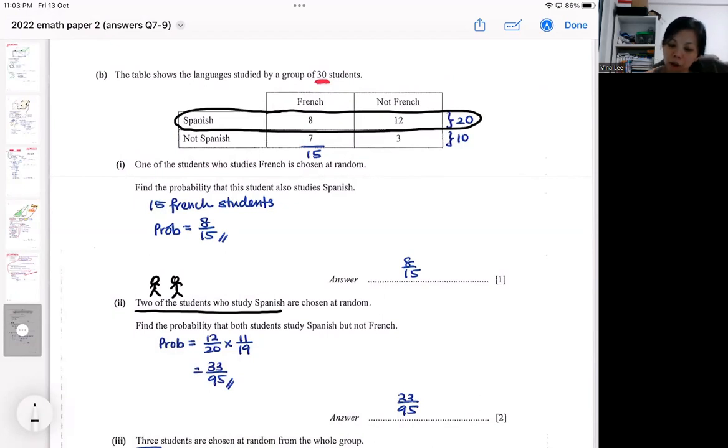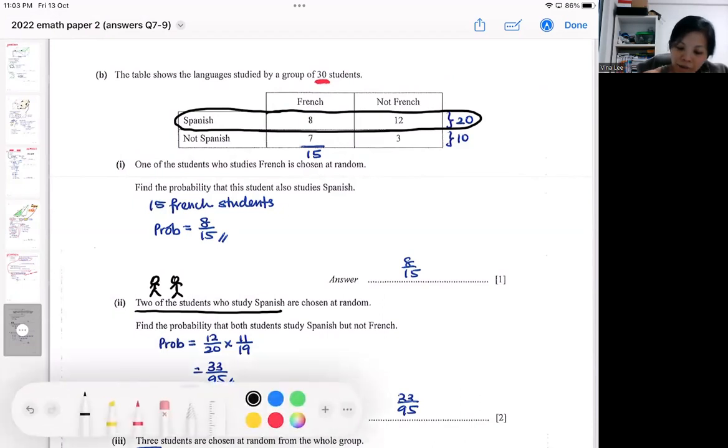That's why my denominator is 20. So I'm choosing from the 20 students here. So there are 20 students who study Spanish. Okay, then find the probability both study Spanish, but not French. So both of them study Spanish, but they are not studying French.